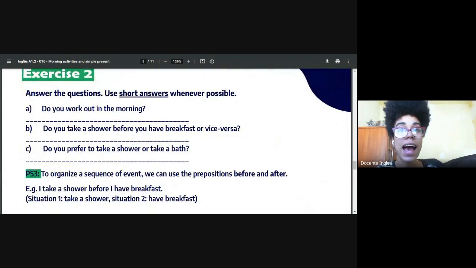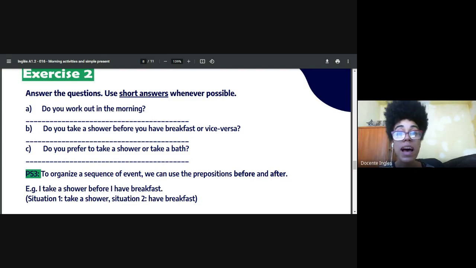All right? So we have our activity number 2. So I will read everything, and then you are going to pause the video, do the activity, and then come back for the correction. So answer the questions. Use short answers whenever possible. So we have letter A here. Do you work out in the morning? How can we answer that? B. Do you take a shower before you have breakfast, or vice versa? C. Do you prefer to take a shower or take a bath?